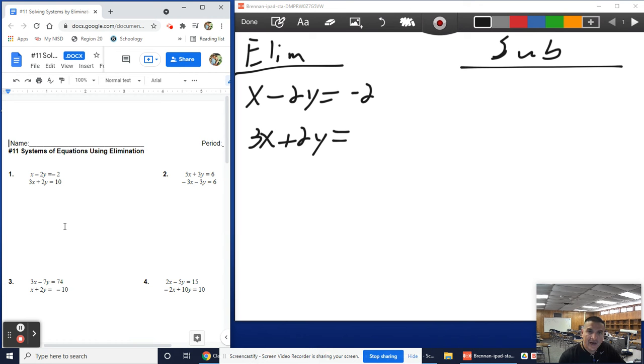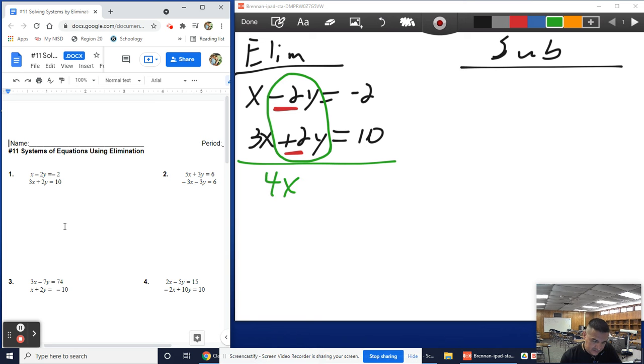And the key is I need the coefficients of one of my variables to be the same number, but one positive, one negative. What that does is, when I'm solving this, if I add these together, this will go away, because negative 2 plus 2 is 0. So negative 2y plus 2y is 0. So that goes away. So now I just have x plus 3x.